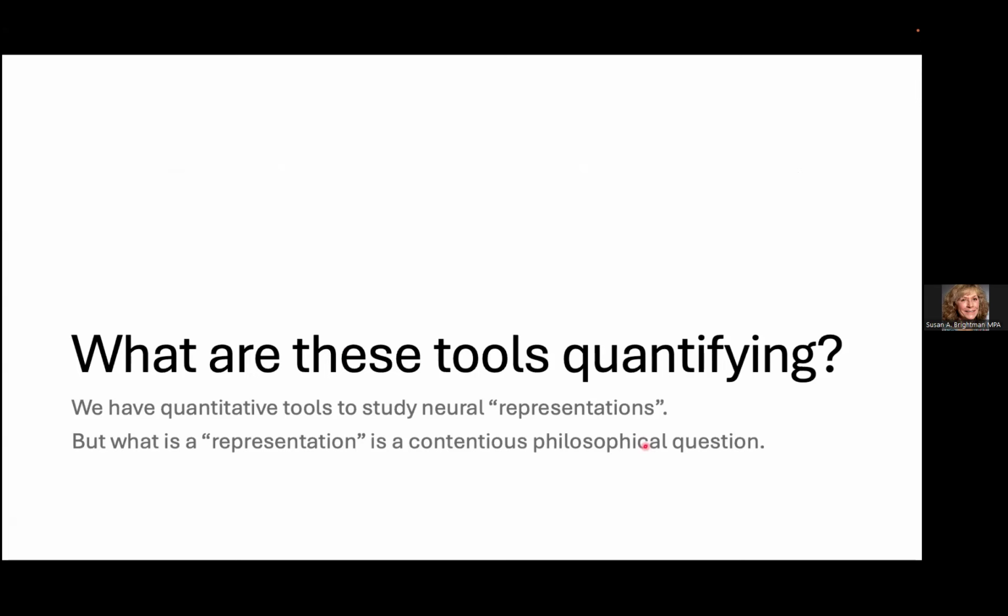So this brings me to the next part of my talk, where I want to take this step back and ask a little bit more of a deeper question about what these tools are actually quantifying and what we want them to be quantifying and what they might be missing. In other words, we have these quantitative tools that let us measure how similar or dissimilar neural representations are to each other. But I haven't defined what a representation is. And if you try to define that, you'll find that it's a very slippery philosophical concept.